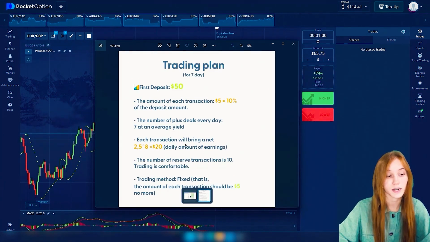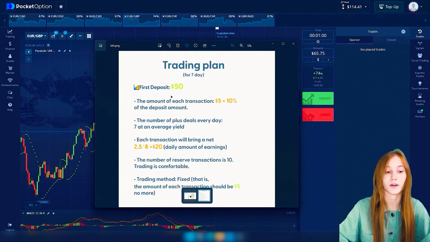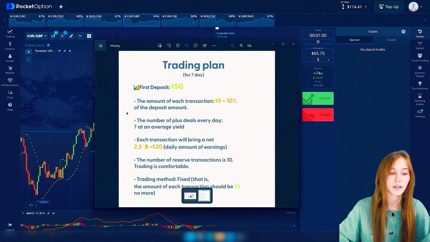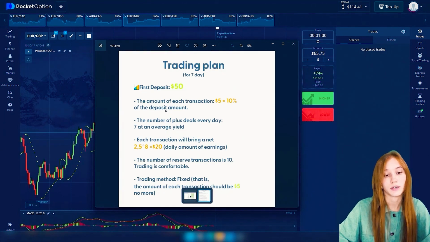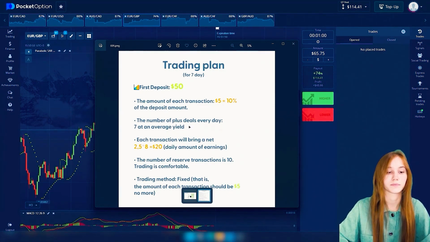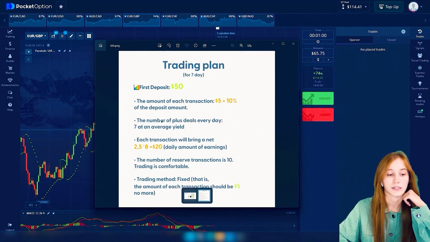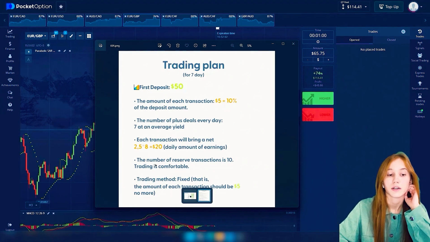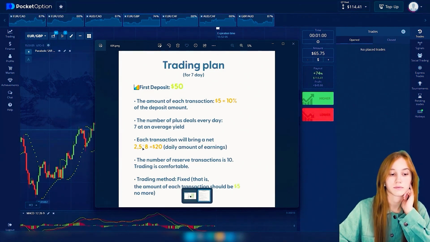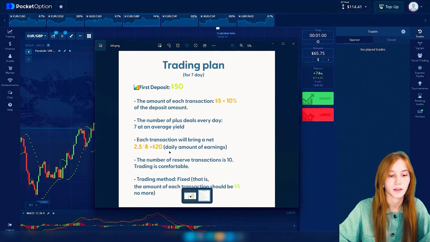It's a plan for 7 days with $50 starting deposit. The amount of each deal is $5. It's 10% of the total deposit amount. And the number of profitable deals we have every day is an average number of successful deals. 7 days of profitable ones. Every deal will bring at least $2.5, plus or minus maybe, so you can use it.